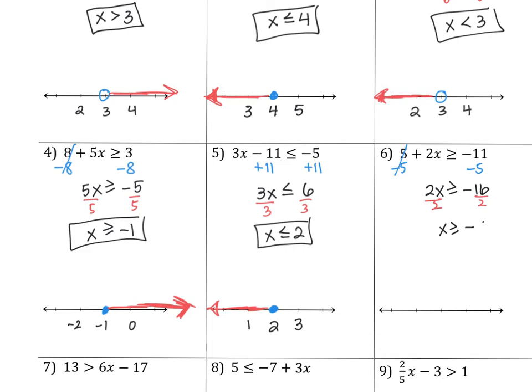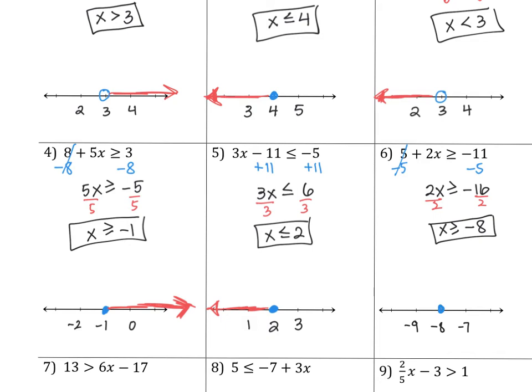Negative 16 divided by 2 is negative 8. So x is greater or equal to negative 8. So my critical number is negative 8. Be careful on your number line. To the right of negative 8 is negative 7. To the left is negative 9. Okay, it's greater or equal to, so I'm going to do a closed circle at negative 8.